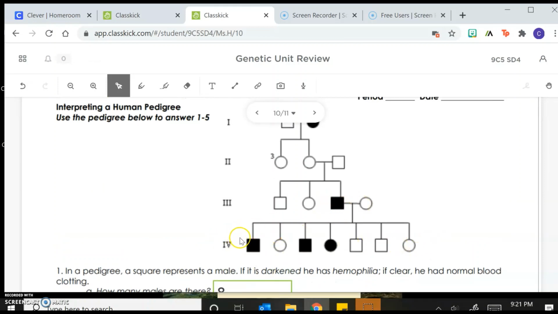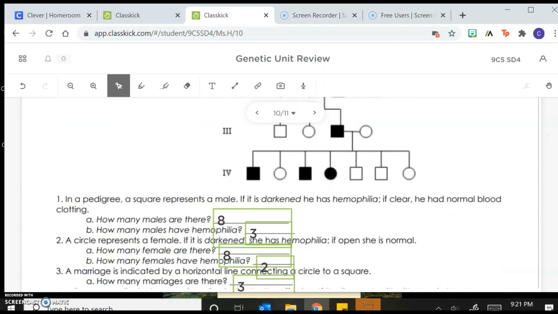However, these two had how many children? 1, 2, 3, 4, 5, 6, 7. These two people had 7 children. So I imagine this will continue to go on.